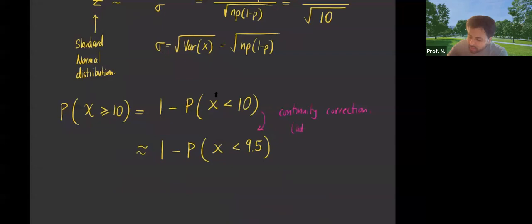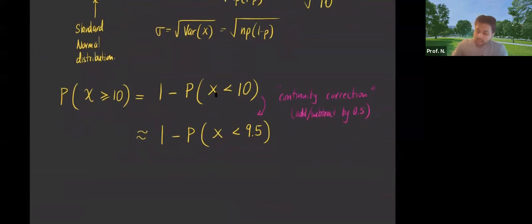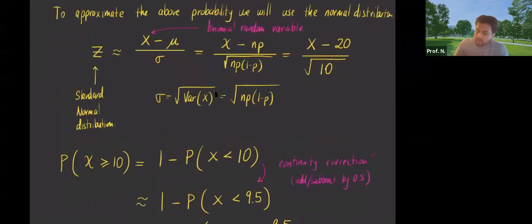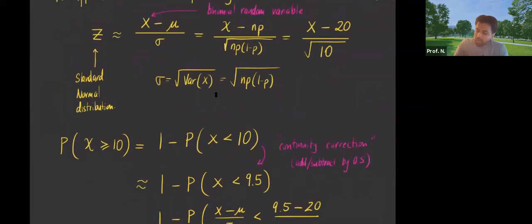So we're going to either add or subtract 0.5 from our original number in the binomial world to move into the continuous world. This is just a common step called the continuity correction step. Okay. And then from here, we're going to do exactly what we said: X minus mu over standard deviation, which is less than or equal to 9.5 minus 20 over square root of 10.